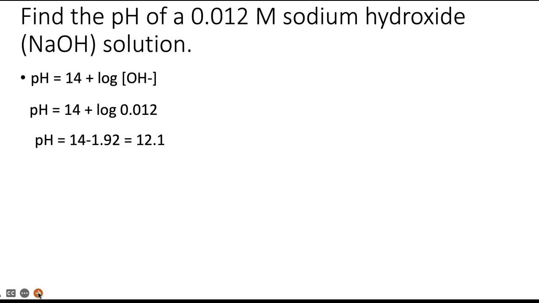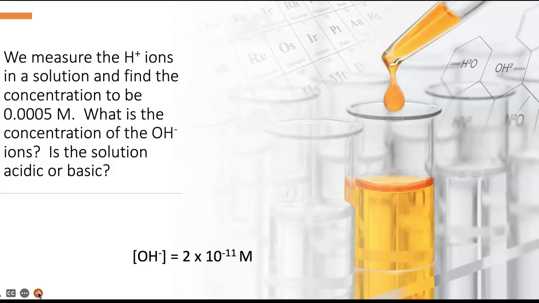Even though, if you look at the concentration, that is a fairly low concentration. But because sodium hydroxide is such a strong base, meaning that all of the sodium and hydroxide ions separate when we put it in solution, that's why it has such a high pH. Here's another.